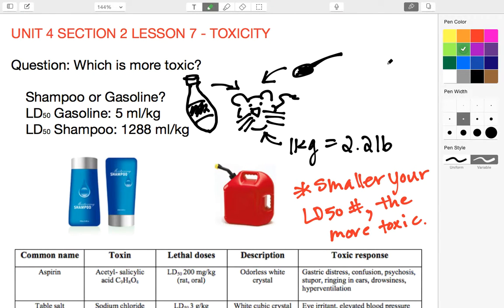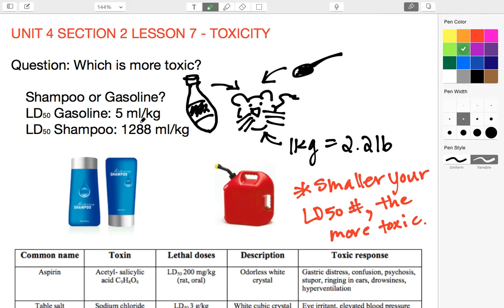All right, this video is on lesson 7, toxicity. Before we talk about how to calculate toxicity, let's talk about a more general question. Which is more toxic, shampoo or gasoline? Let's say I give you the LD50, or lethal dose 50, of gasoline, and that's 5 milliliters.